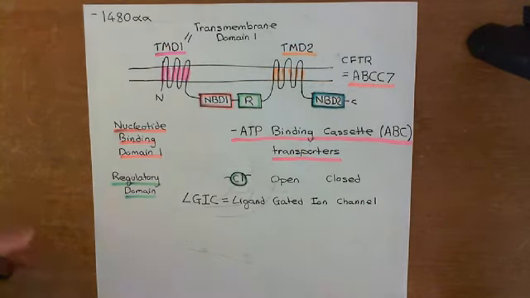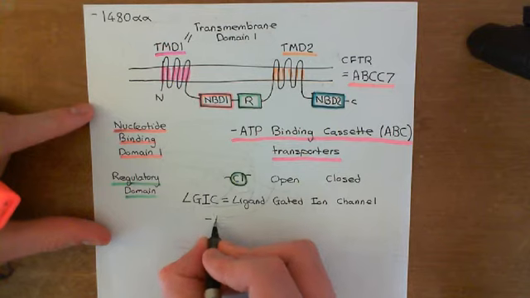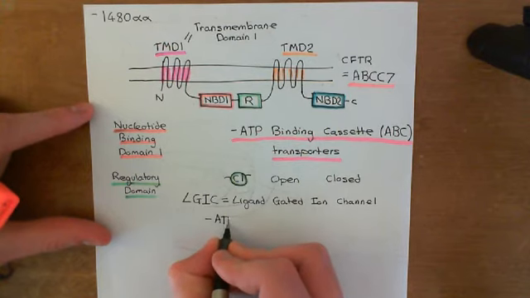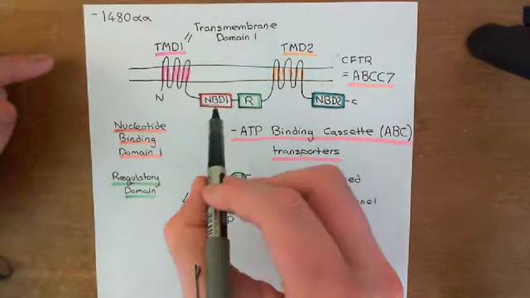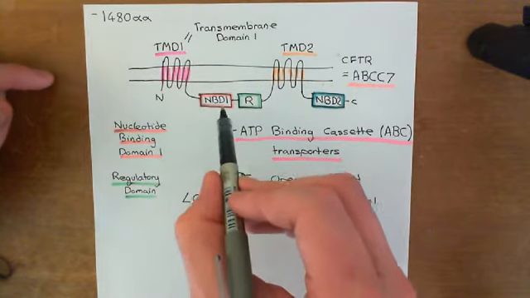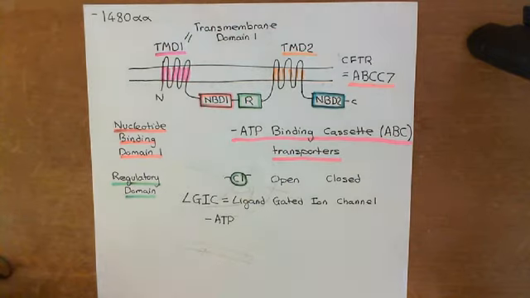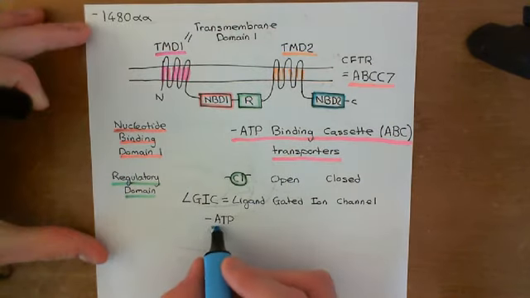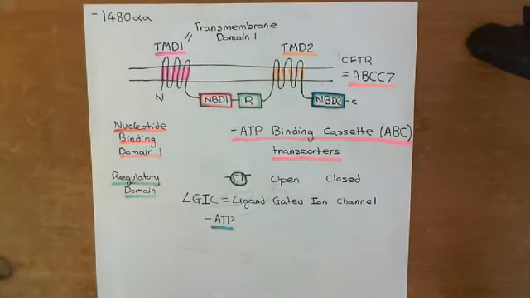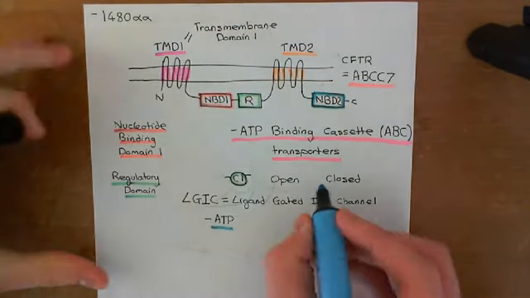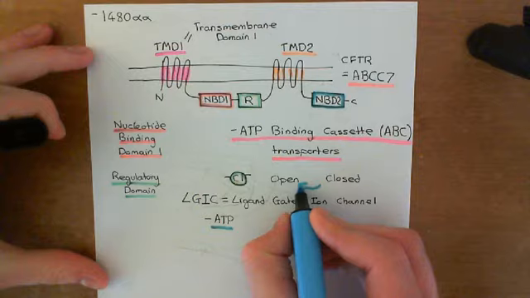Now, what's its ligand? Well, its ligand is ATP. So what's going to happen is ATP is going to bind to the nucleotide binding domains, and each nucleotide binding domain has a binding site for ATP. And that's going to cause the ligand-gated ion channel to open. The cystic fibrosis transmembrane conductance regulator will move to the open state.